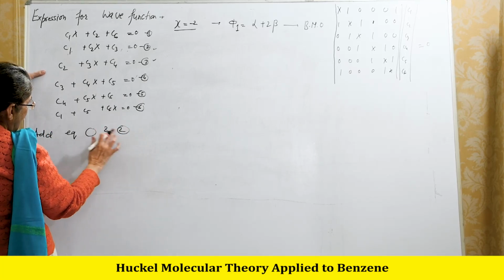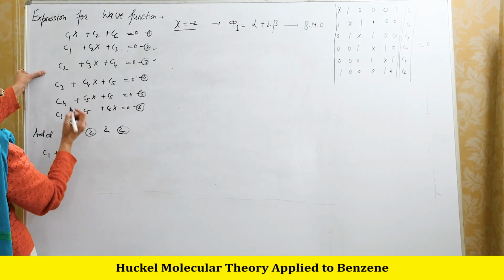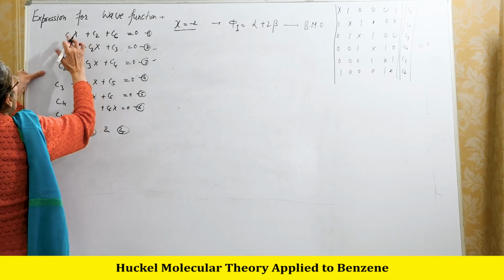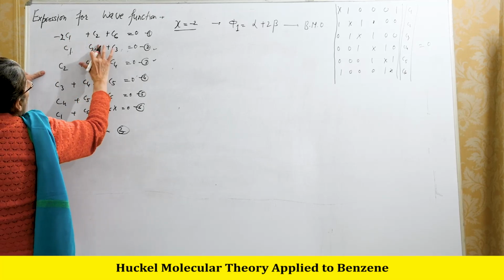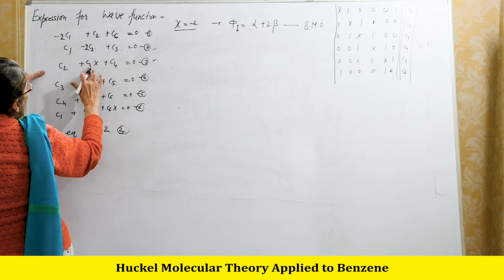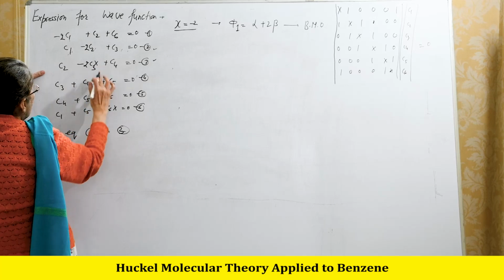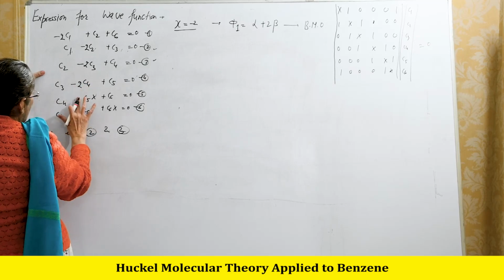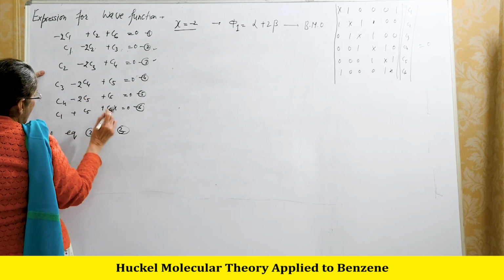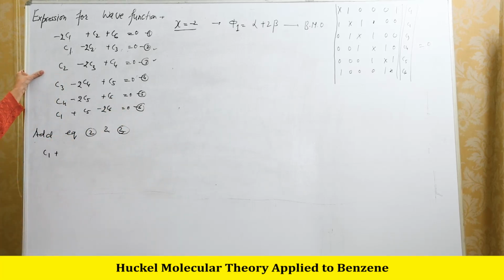2 and 3, C1, and here I will write down minus 2C1, here minus 2C2, here minus 2C3, and here minus 2C4, here minus 2C5, and here minus 2C6. When I keep the value of x is equal to -2, we get this.